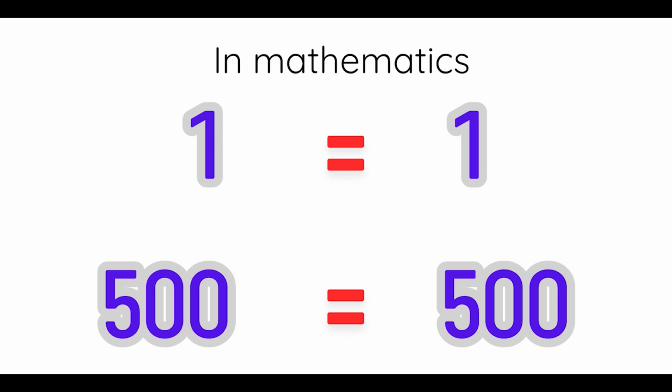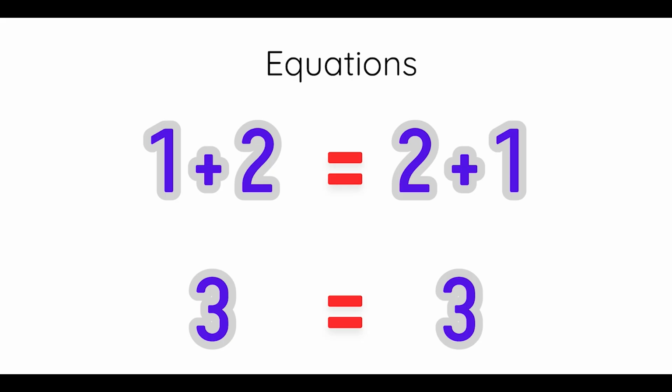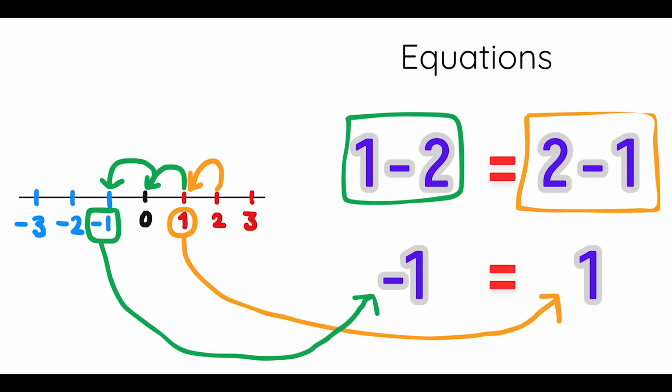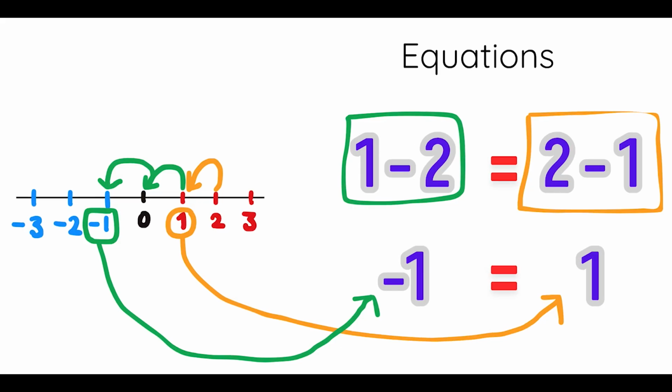500 is equal to 500. When you sum two numbers, 1 plus 2 equals 3 is the same as 2 plus 1, which also equals 3. When we subtract, it's not the same. 1 minus 2 equals -1. 2 minus 1 equals 1. And here is the number line that shows it.